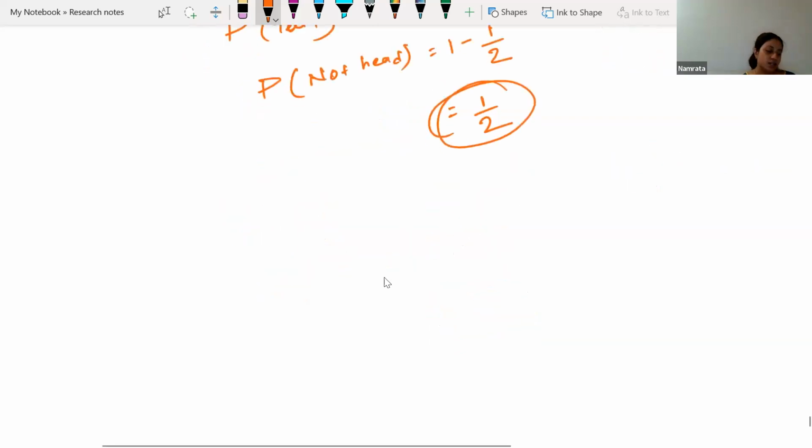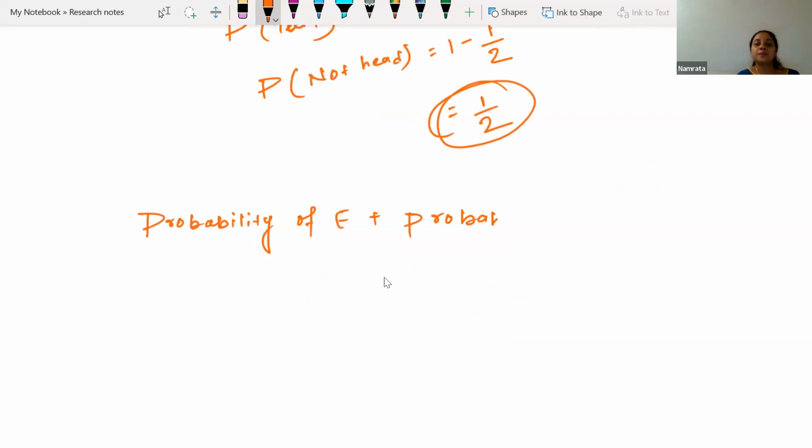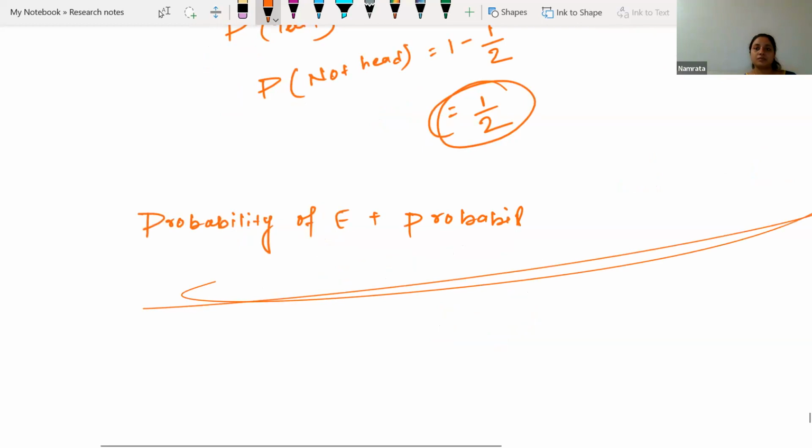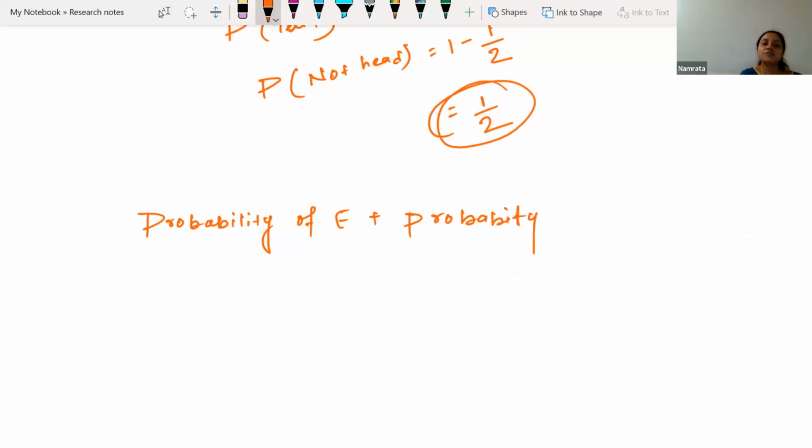So the first fill in the blank says the probability of an event E plus the probability of an event not E is equal to what? Probability of E plus probability of not E is equal to 1, right? Just now we have discussed probability of head plus probability of tail. Instead of tail, we can write not head. That has to be 1 only. Yes or no?